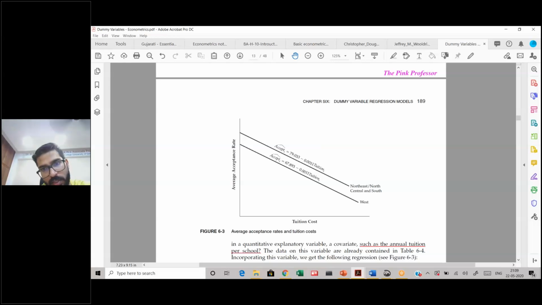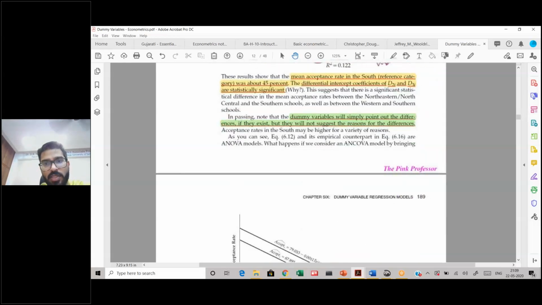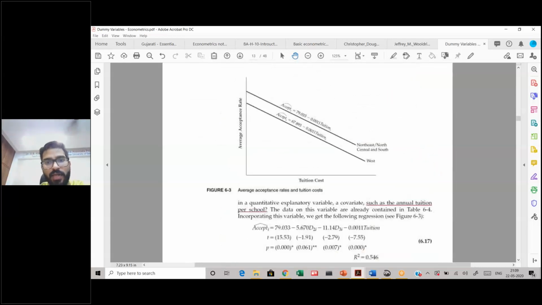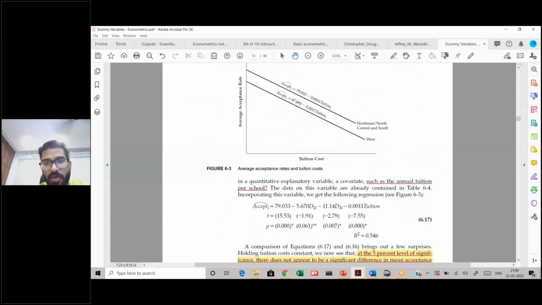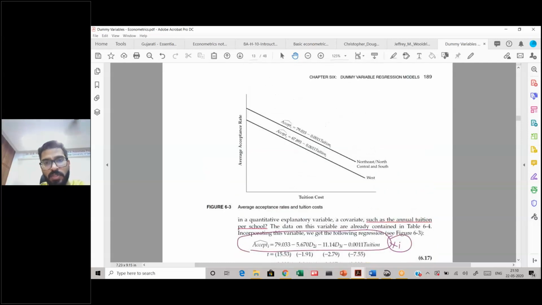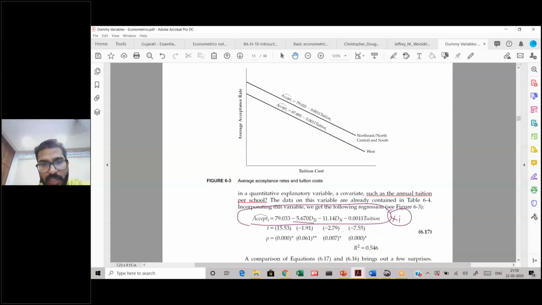In this case, we have also added the tuition fees. This is a different example, an example where you have also added an xi. So adding an xi, you will have two different slopes, and the coefficients here have changed.